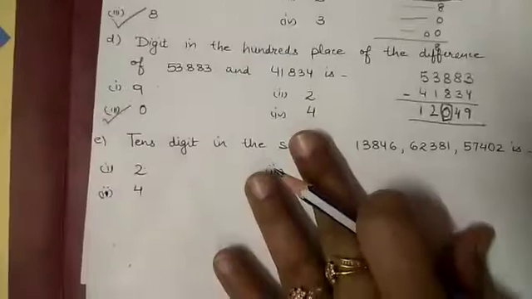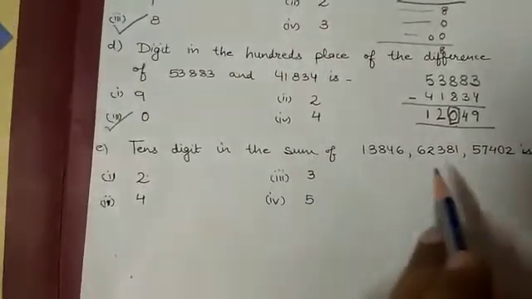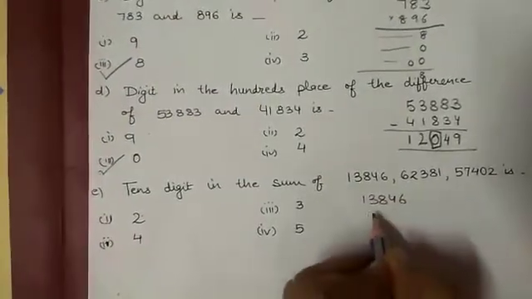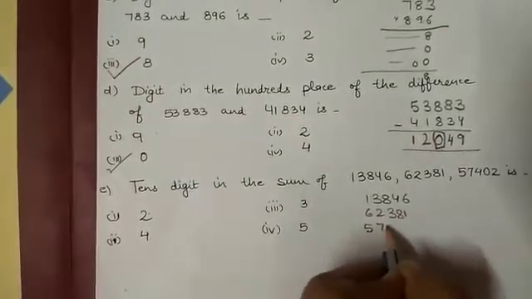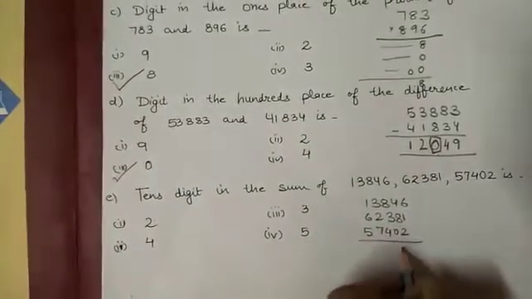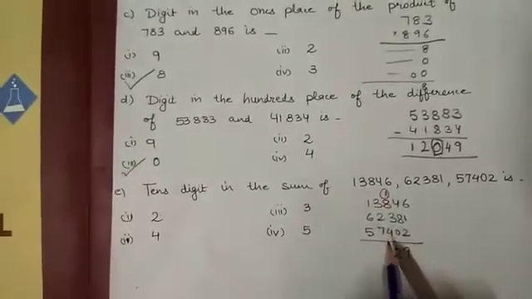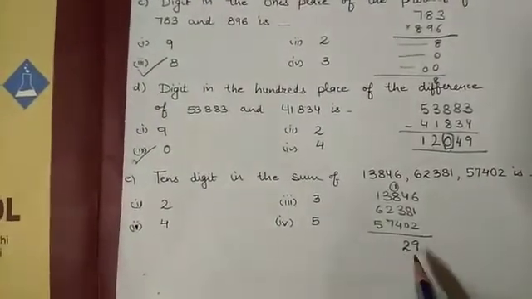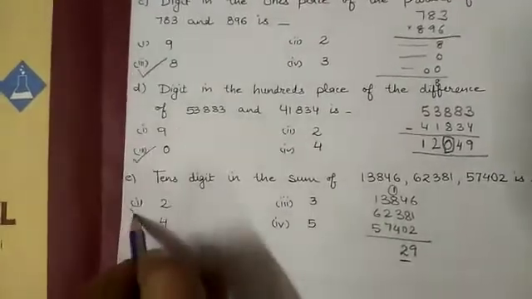Now our next part: the tens digit in the sum of these three numbers, 13846, 62381, 57402. 8 and 4, 12. Whatever becomes the digit at the hundreds, thousands and ten-thousands place hardly matters. We have to get the tens digit, and that is 2.